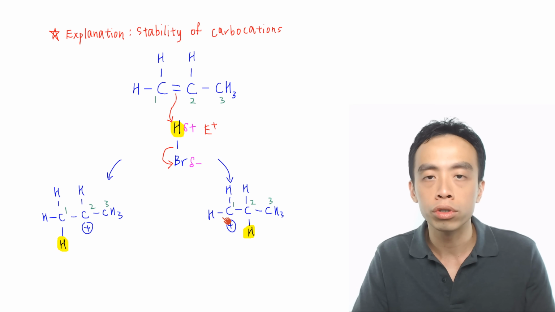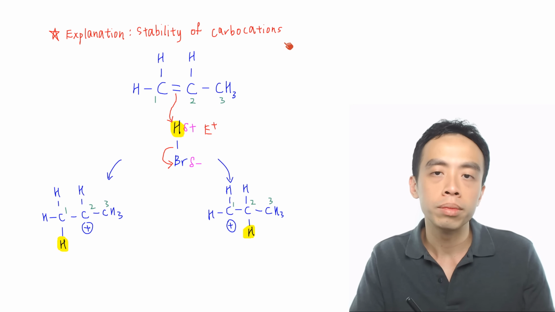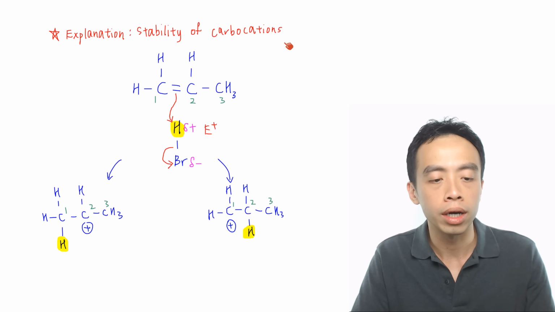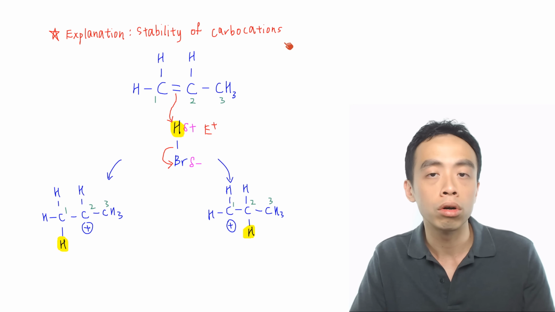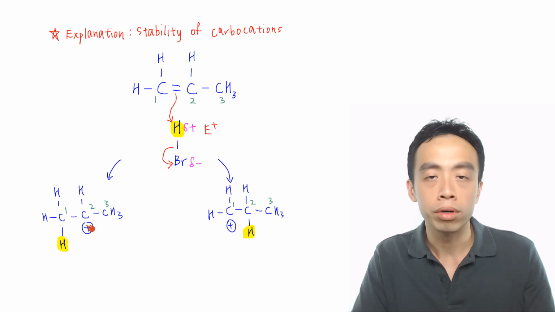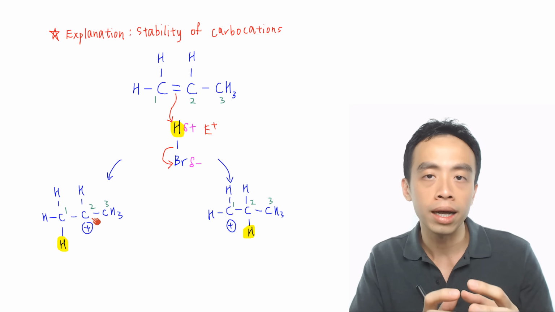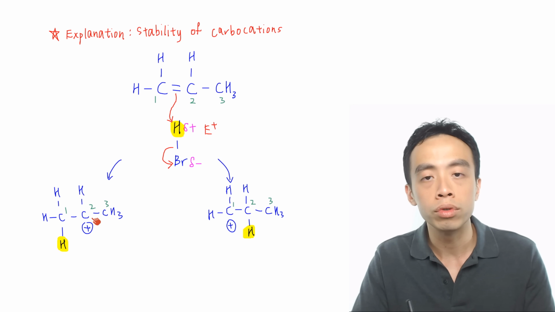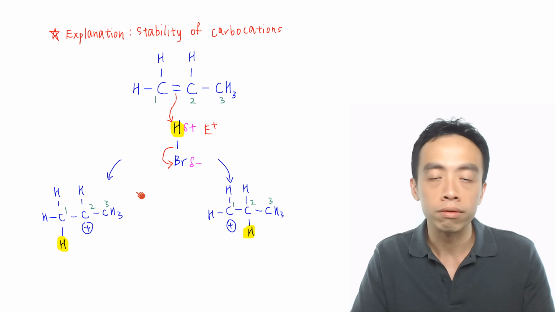The next thing we want to focus on is the stability of each of these carbocations, because the more stable the carbocation, the more likely it will be formed and you will end up with it as the major product. The stability of a carbocation depends on the number of electron donating R groups attached to my C+. My C+ is positively charged, so an electron donating group will push electrons to my C+, making the C+ less positive, so this has a stabilizing effect. So we have to count the number of electron donating R groups attached to each of these carbocations.